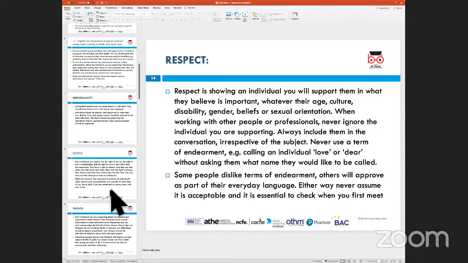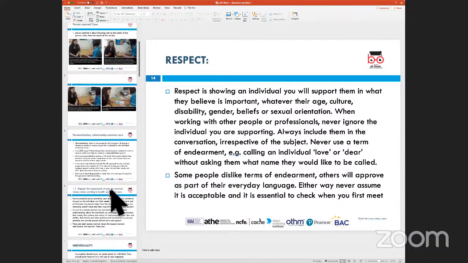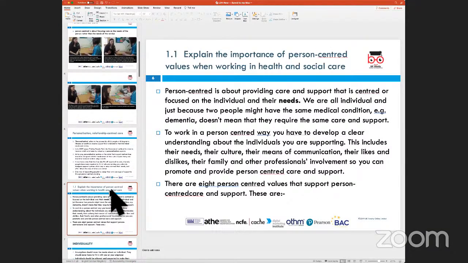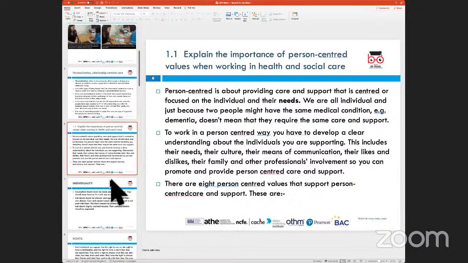So if we explain these 7 values of person-centered care, they would help you understand why it is very important when we look at the reason why PCA was incorporated into the National Service. Is that okay? Any questions on this?